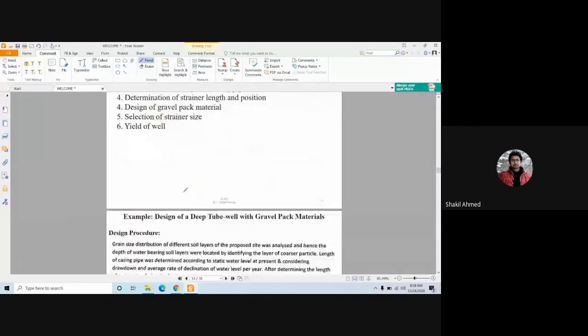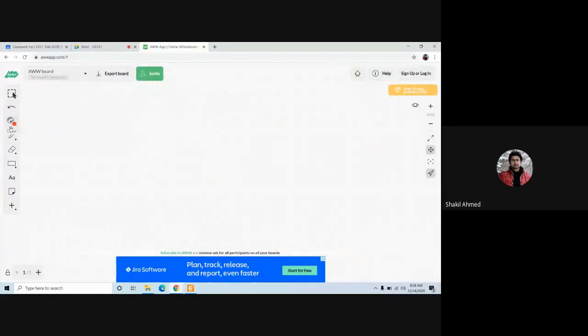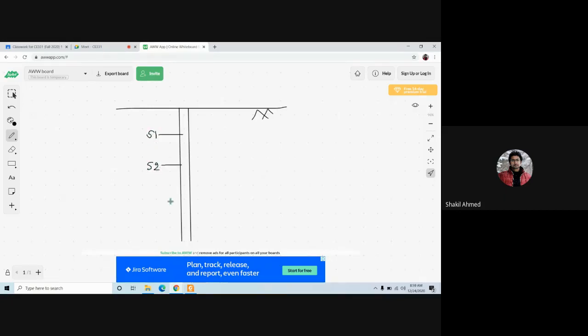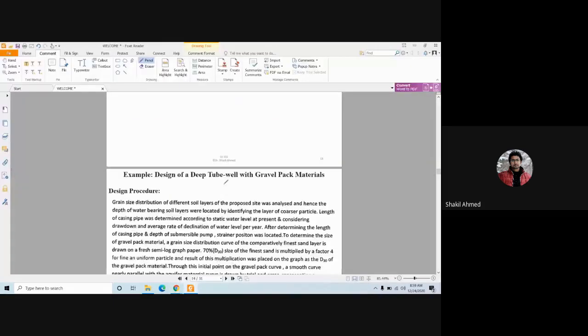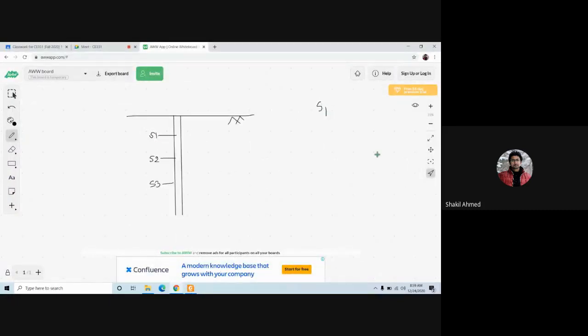Now, steps for well design. As I told you, first of all, you have to do grain size distribution for different soil layers across the depth. So your objective at the beginning is to locate the aquifer. If you have the ground surface here, you make a bore and you collect samples at different depths, for example sample 1, sample 2, sample 3, continuous, okay?